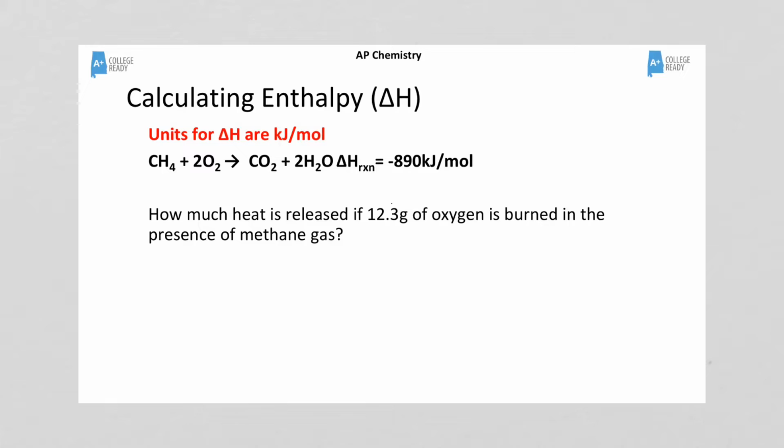To calculate delta H, which describes a system as being endothermic or exothermic based on its sign, we first need to look at its units. The units for delta H should be kilojoules per mole of reaction.